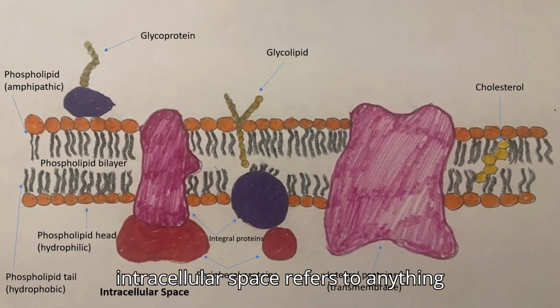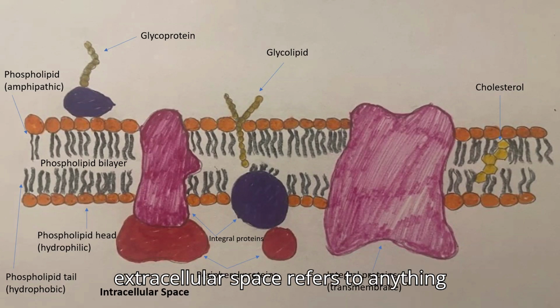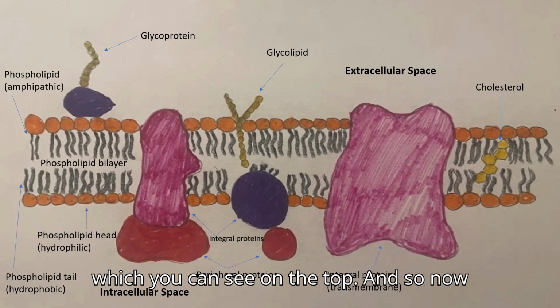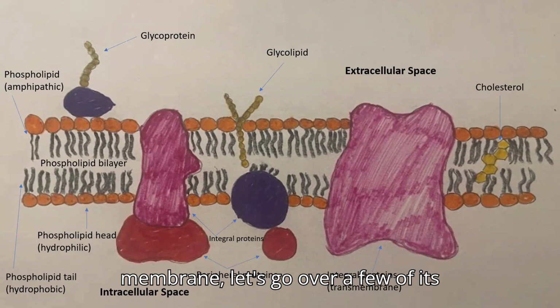The intracellular space refers to anything located or occurring within the cell, which you can see on the bottom. The extracellular space refers to anything located or occurring outside the cells, which you can see on the top. And so, now that we understand the parts of the cell membrane, let's go over a few of its functions.